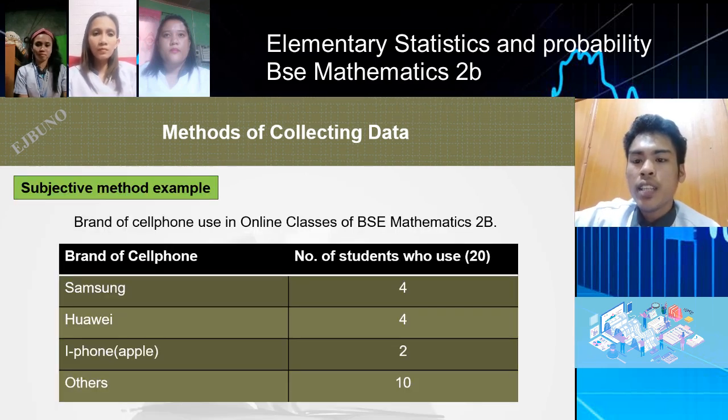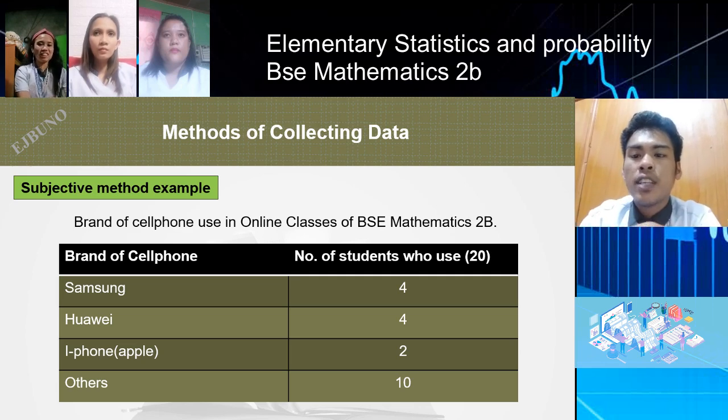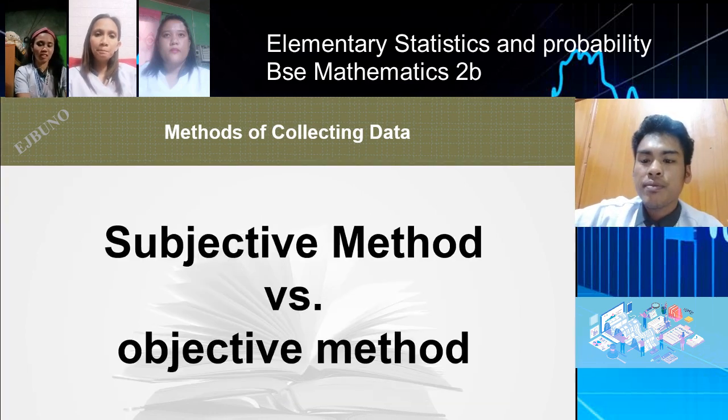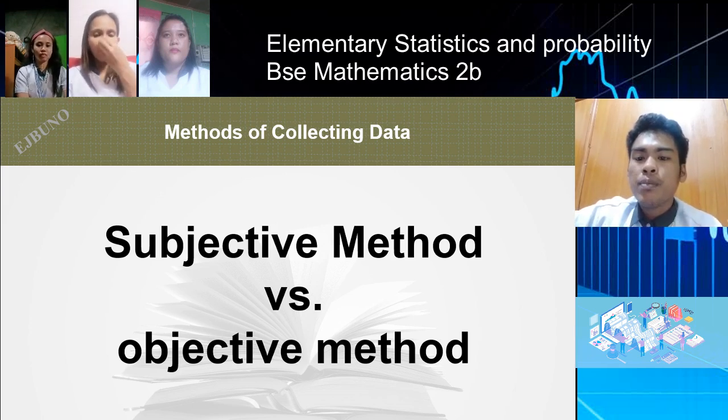Subjective data may be spoken or written, but can also take other forms. An example is the brand of cell phone used in online classes. Both objective and subjective data can be both qualitative and quantitative.